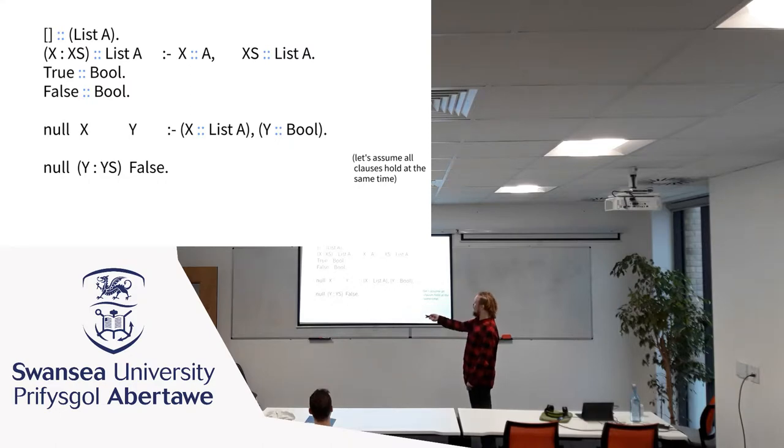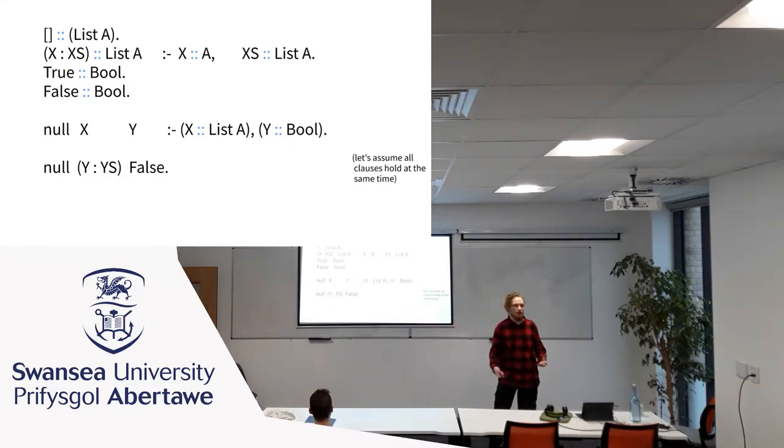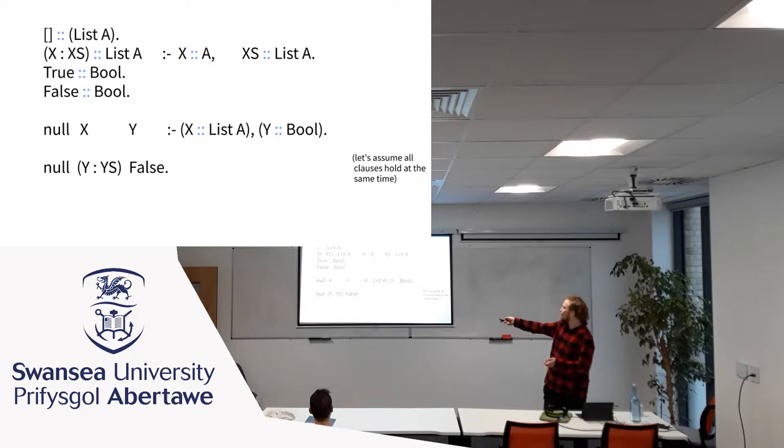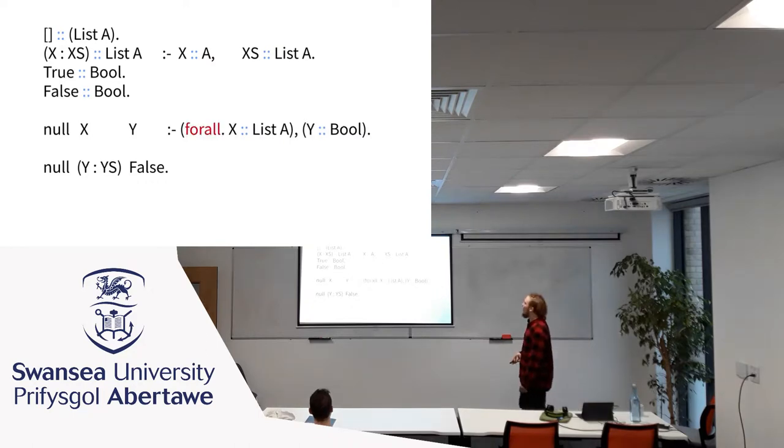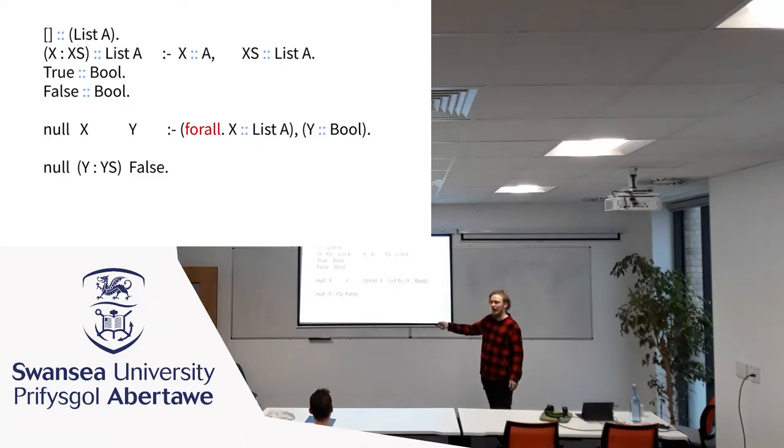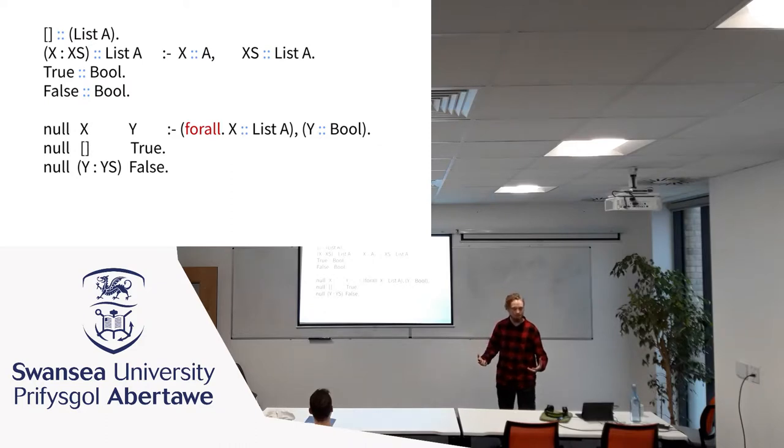Another example, the null function. We have a list, and we want to see whether the list is empty or not. Now with a Boolean, to make things a bit easier. We use the for all notion now to actually check that we have all cases in there. So we get an error, you know, empty list is missing. So we have to edit it now.